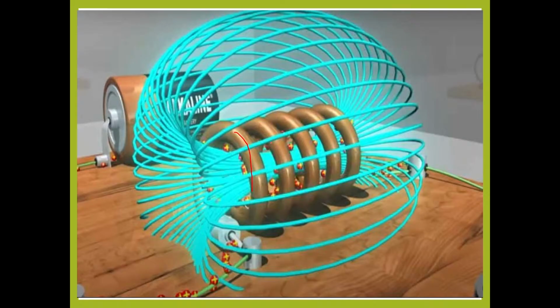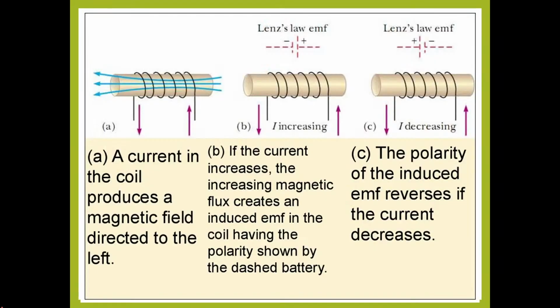Here you can see this is an inductive coil, and these blue lines shown here are the magnetic flux lines. When current is flowing through this coil, the purple arrow represents the current flow, and the blue lines represent the magnetic flux induced in the coil. So when current flows through the coil, magnetic flux lines are induced.